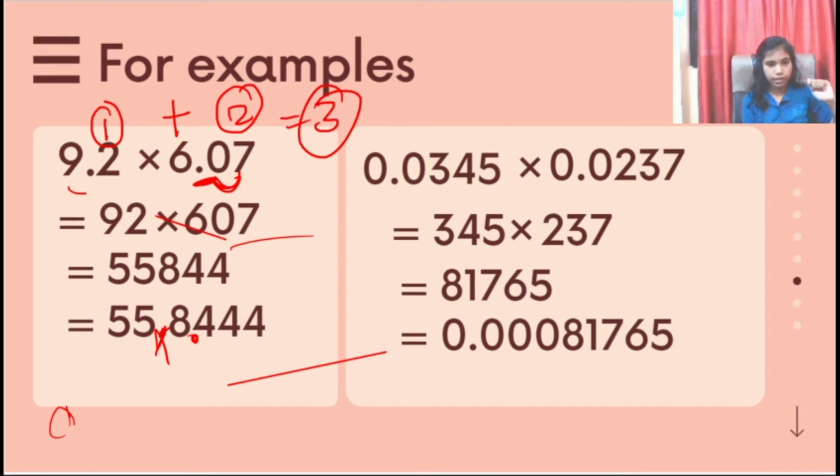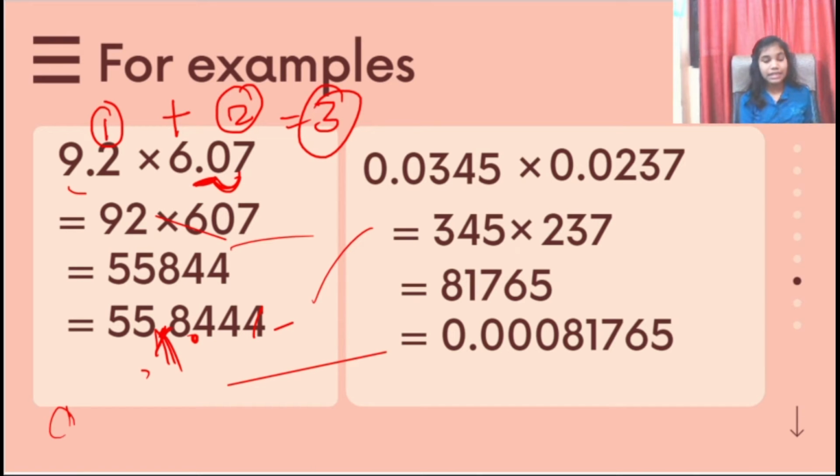So 3 places should be counted from the right, so the decimal point goes between the 5 and the 8. So you take both decimal numbers, see how many digits are after the decimal point in each, then add them up, and the answer comes out correct. So the correct answer is 55.844, right? This was our first example.